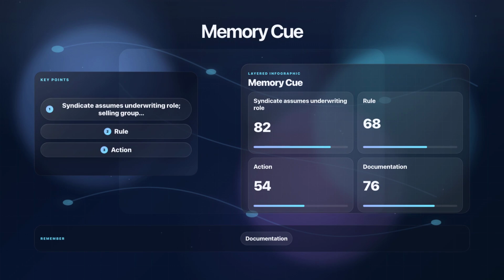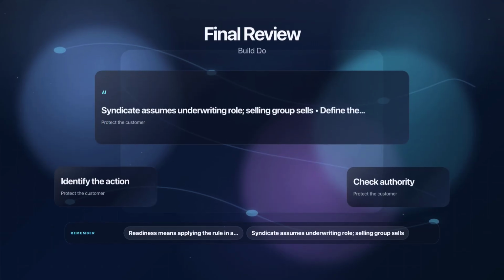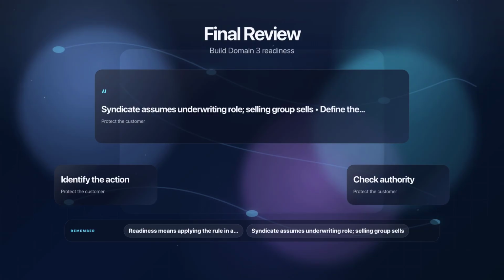Use this memory cue. Syndicate assumes underwriting role. Selling group sells. A cue is not a replacement for understanding, but it helps you recover the logic quickly. When the exam pressure rises, use the cue to identify the rule, the action, the customer impact, and the most compliant next step.